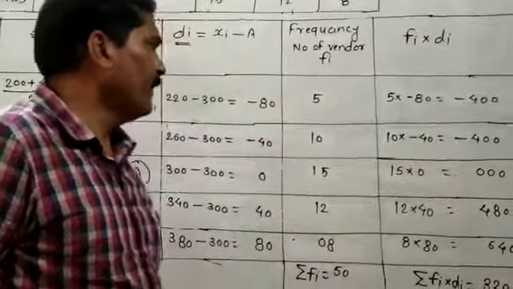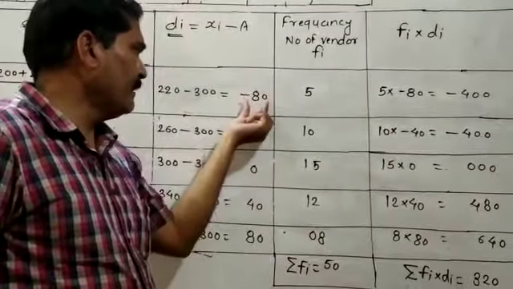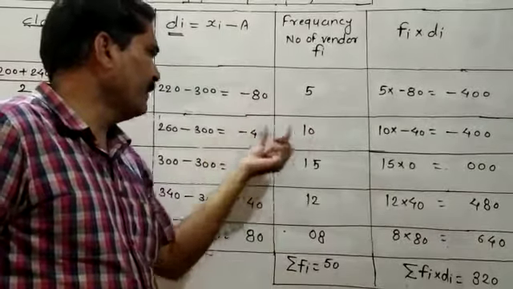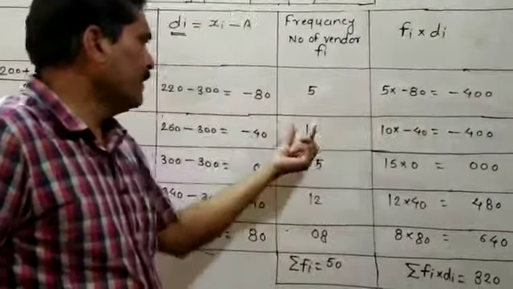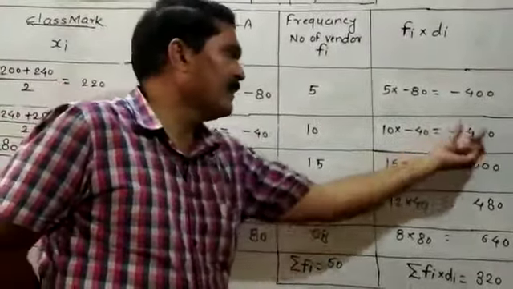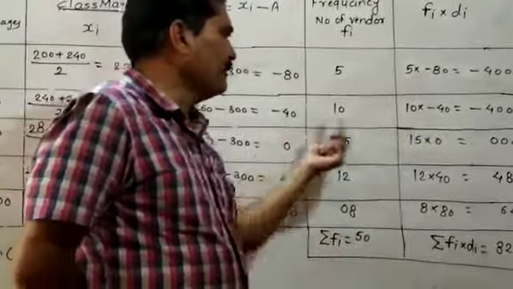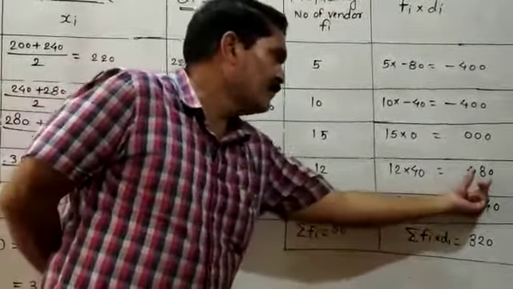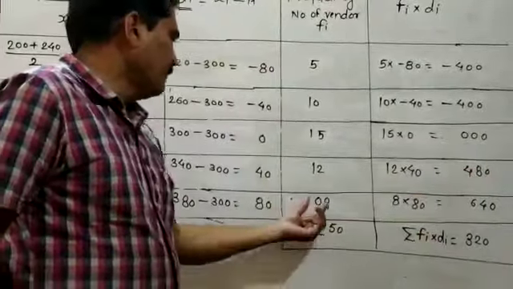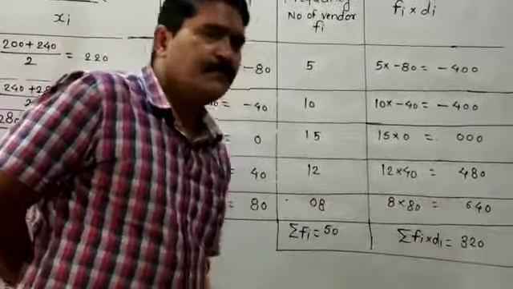After that, you have to find out fi di, this is fi multiplied by di. 5 multiplied by minus 80 is equal to minus 400. 10 multiplied by minus 40 is equal to minus 400. 15 multiplied by 0 is equal to 0. 12 multiplied by 40 is equal to 480. And 8 multiplied by 80 is equal to 640.